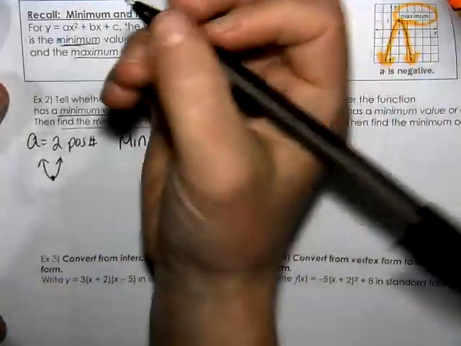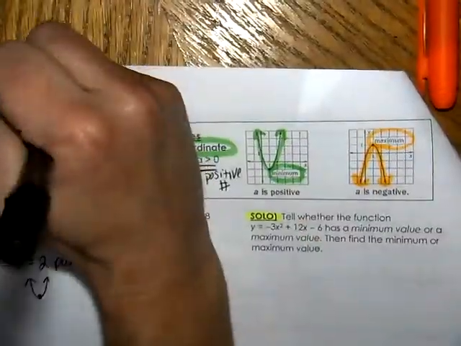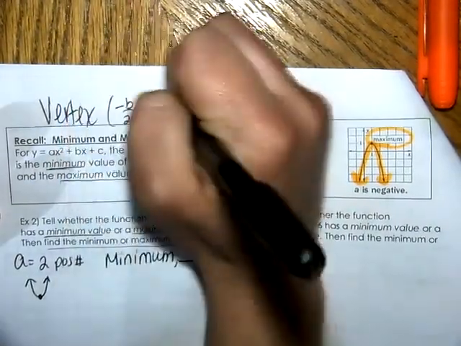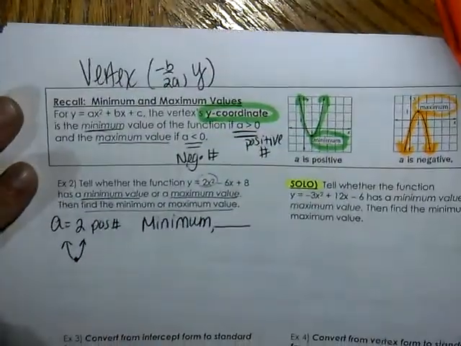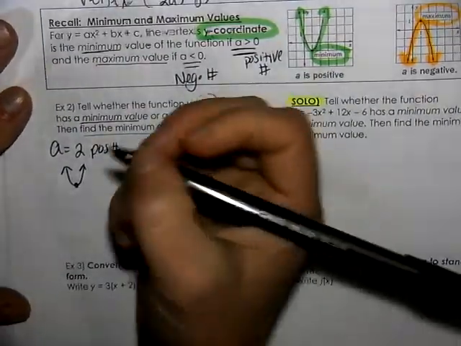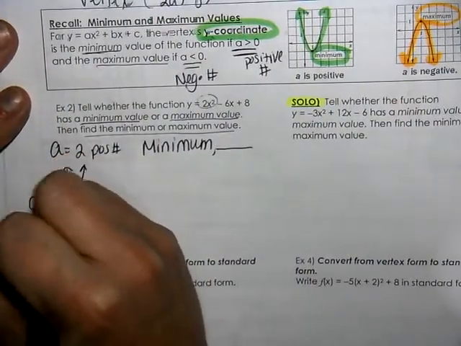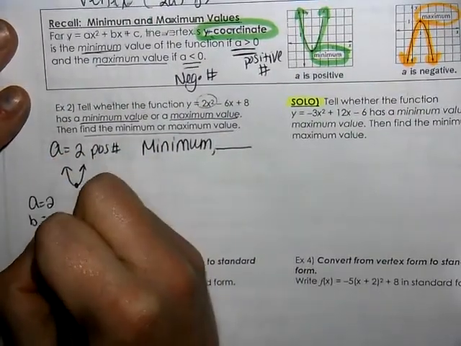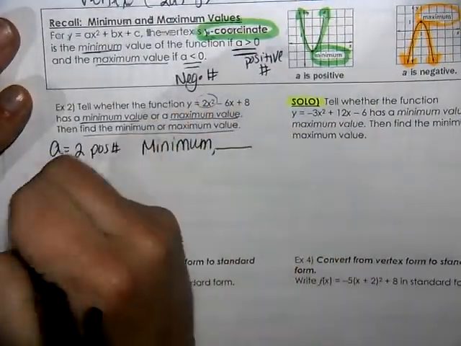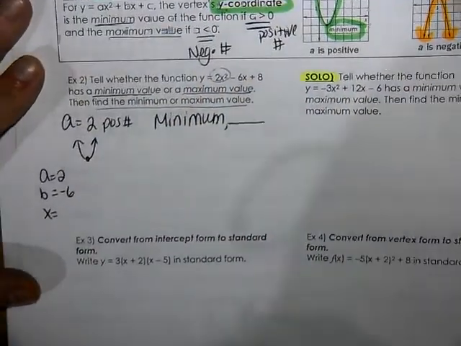So in order for us to find our vertex, remember that your vertex is always going to be located at the opposite of b over 2a comma y whenever we are given an equation in standard form. So that's what we need to do. Our a value in this case is 2. Our b value is located at -6. So I'm going to use these values to identify my x coordinate.